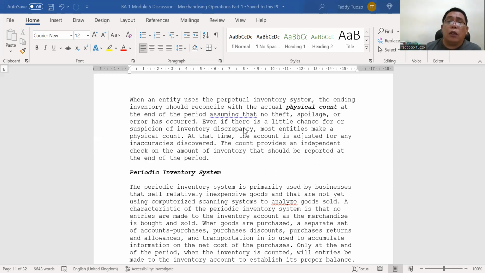That's why, as I said, it is more convenient if you will only be using periodic inventory system if it is only a family business, no? But even if you are using the perpetual inventory system, there is still a need for a physical count.